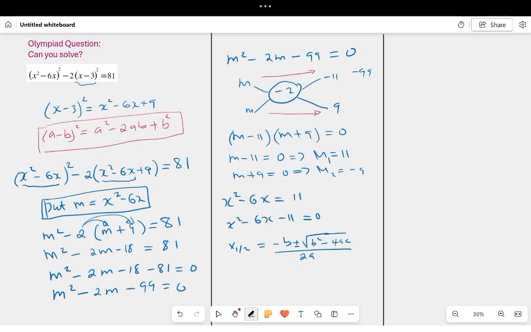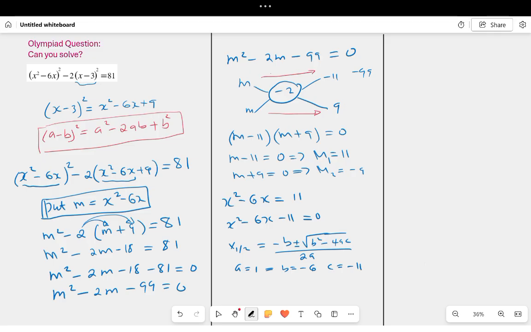Now we want to establish what is a according to the quadratic. A is the coefficient of x squared, so a is 1. B is the coefficient of x, which is negative 6, so b is equal to negative 6. And then c is equal to negative 11.